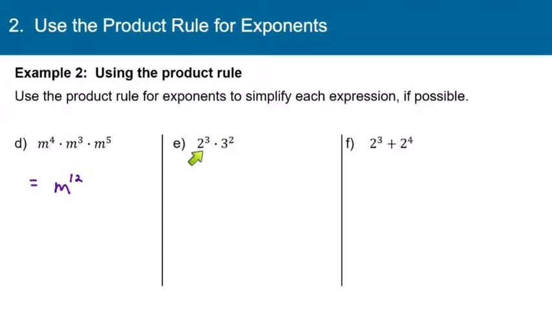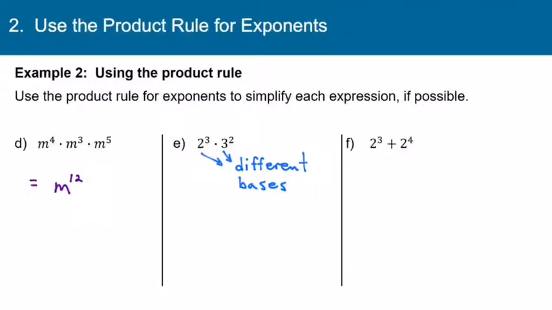Now notice that the bases are different here. This first factor has a base of 2, and the second factor has a base of 3. Because the bases are different, we cannot use the product rule on this expression. So if we want to simplify this one, we'll just have to work out the exponents and multiply the two numbers together. So that's what we'll do here.